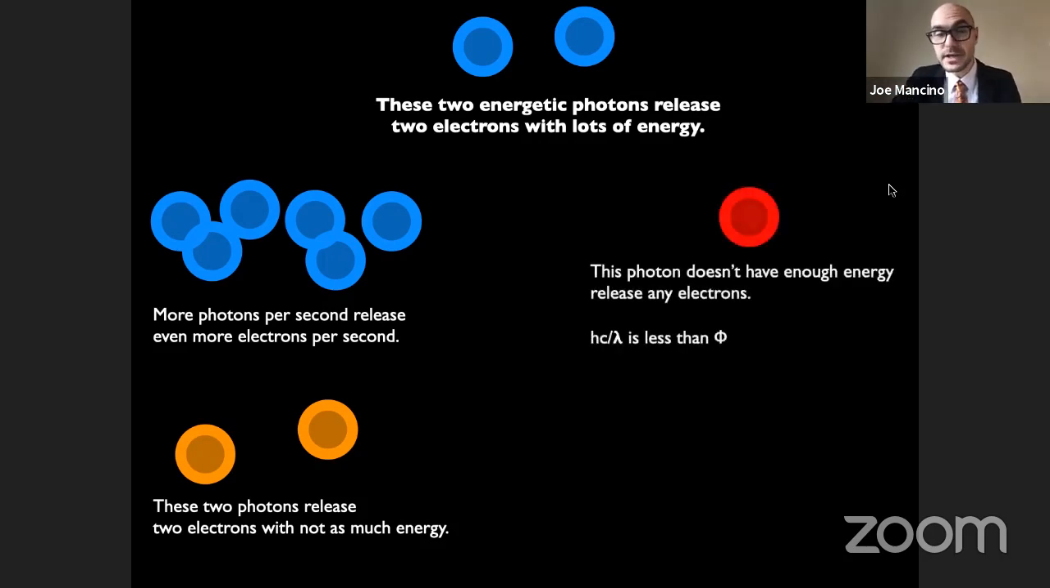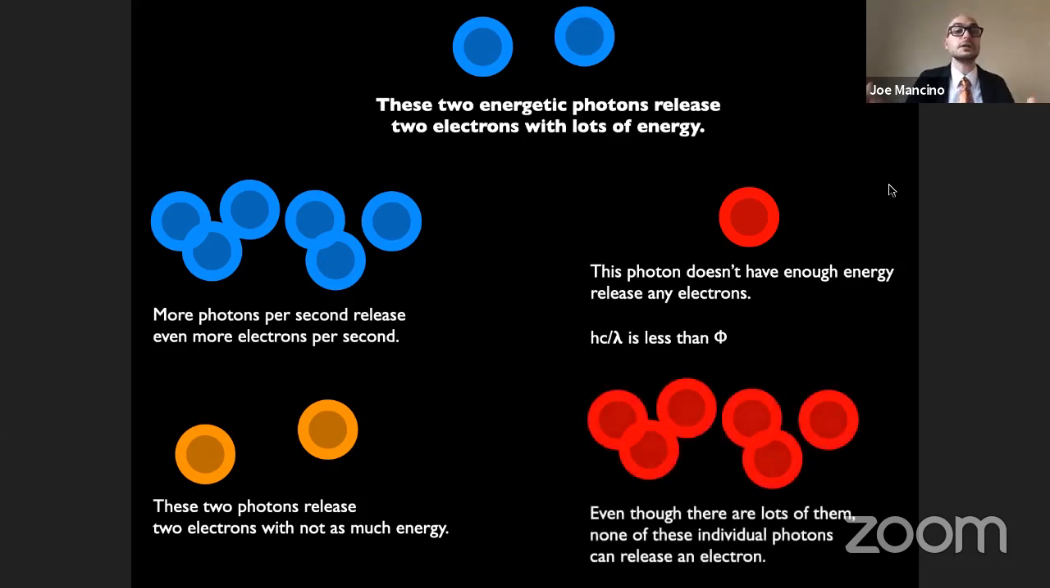That red photon that you see, it doesn't have enough energy to pay the work function. Its lambda is too big, so its hc over lambda is too small. That red photon can't eject an electron. A lot of red photons can't eject any electrons either. No matter how many red photons we send, they don't eject electrons.